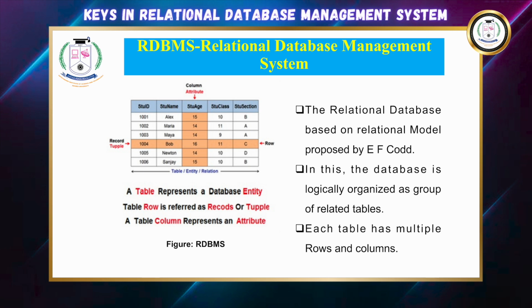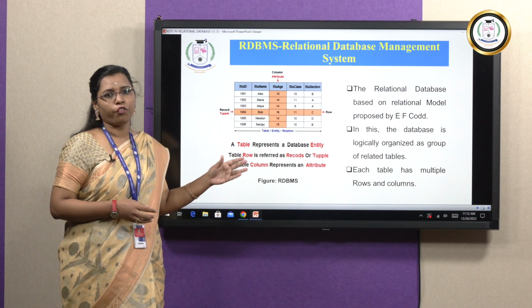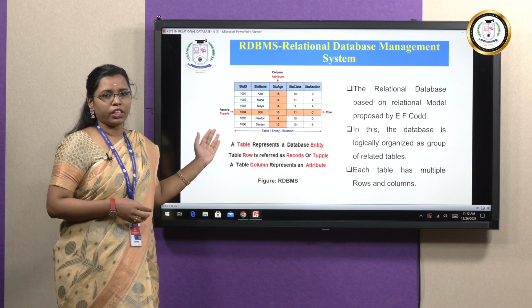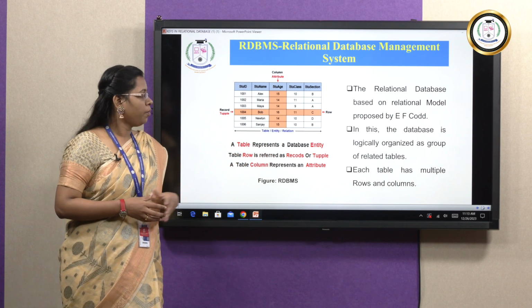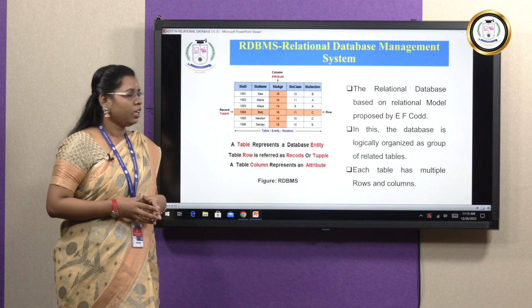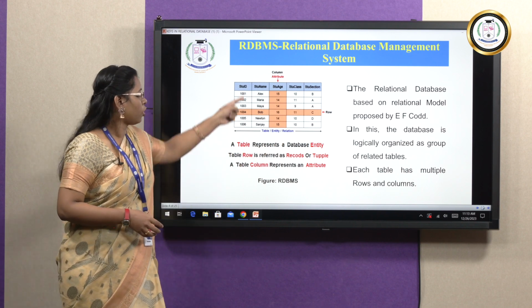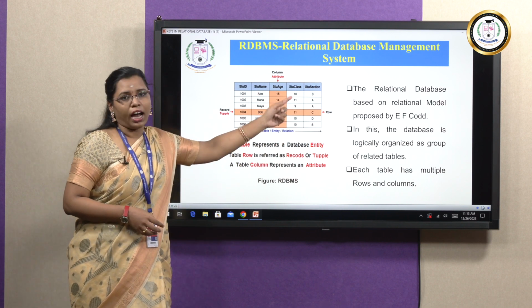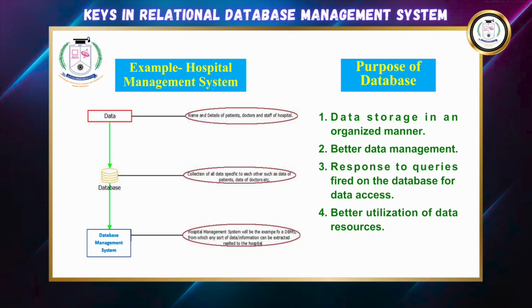The next one is RDBMS, Relational Database Management System. This was proposed by E. F. Codd. In this, the database is logically organized as a group of related tables. Here we can call a table an entity or a relation. Each table has multiple rows and columns. The rows are represented as records or tuples, whereas the columns are represented as attributes or fields.